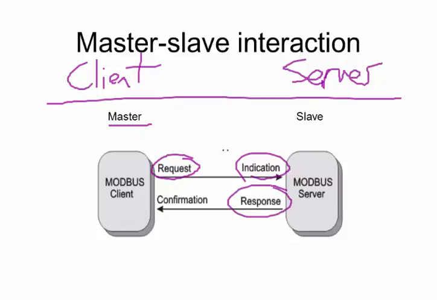So the Modbus client, which is your master, requests the information. Indication happens, response occurs, confirmation comes back. Make a note. If you look at your assignment, this may well feature, heads up. So master slave, fairly simple.